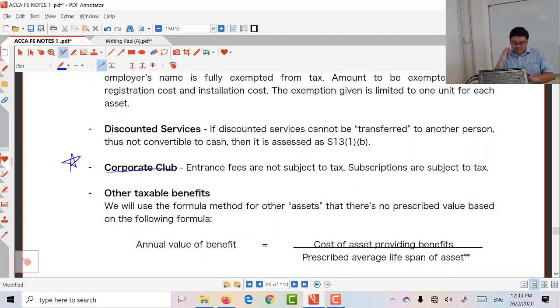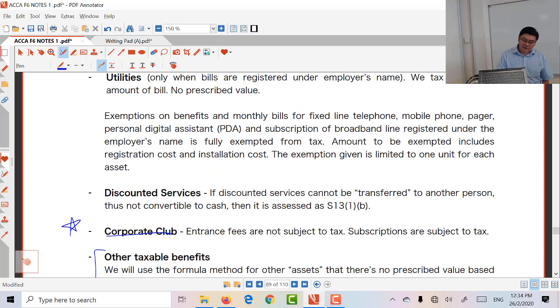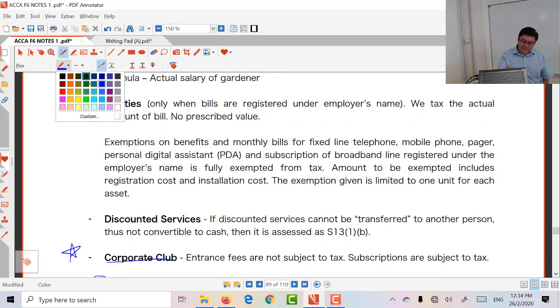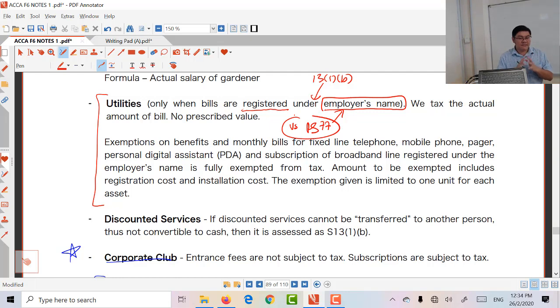Now, that's why at the bottom, I put here, if you get any other taxable benefit, you just take the value divided by the life, okay? Okay, go up on top again. Now, remember I've told you about utility earlier, but when we talk about utility, we talk about 13.1A. Now we're talking about 13.1B. So the way we differentiate utility under 13.1B is when they are registered under employer's name. See very carefully. Now please differentiate this with the one that we discussed just now in page 77, so that you don't make a mistake, okay?